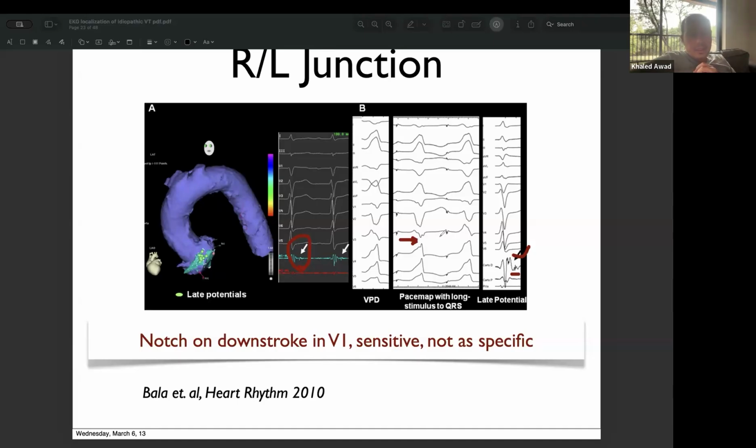If I think it is an RVOT PVC or an LVOT PVC, or I think it's a right cusp PVC or a junction PVC, and I capture anything with the long stem TKRS, if it doesn't look like the PVC, I am still ablating it.